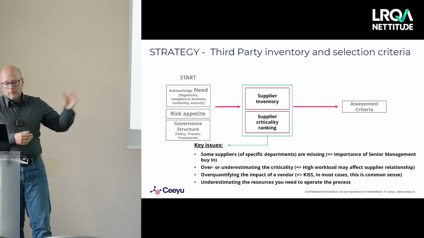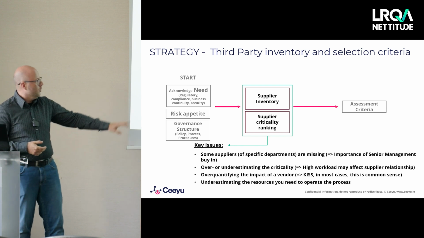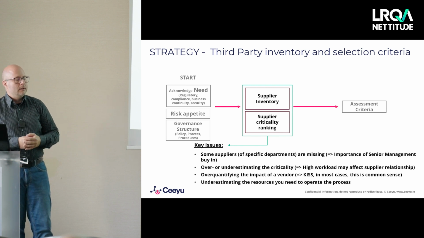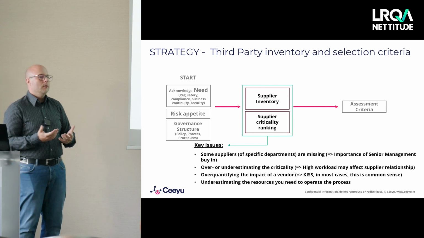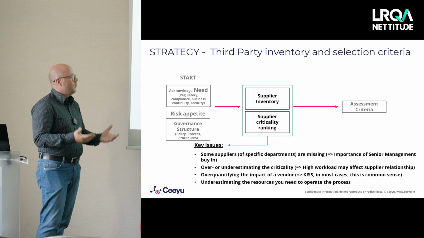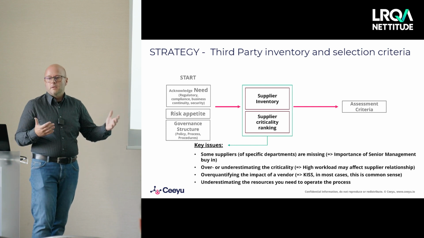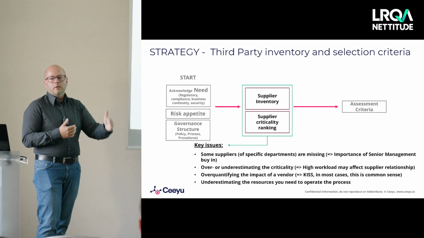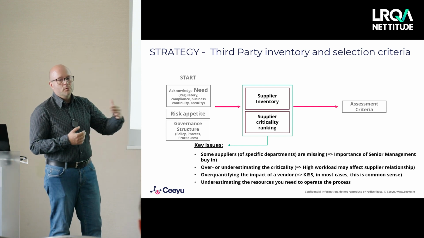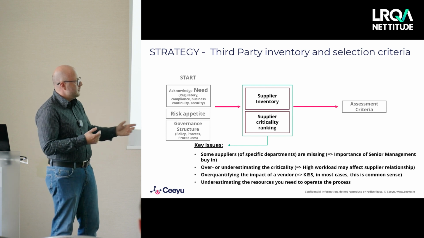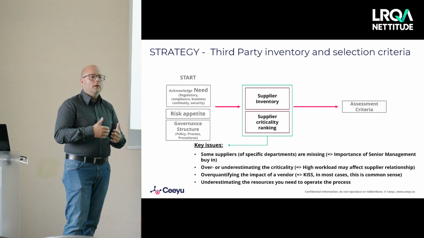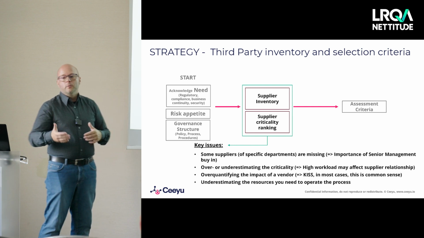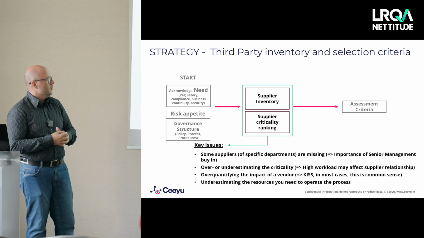So another key issue here is, and actually bullets 2 and 3 are a bit the same, overestimating or underestimating the criticality, over-quantifying the impact of a vendor. Again, if you over-quantify the impact of a vendor, if all vendors are critical, for example, you will not stop asking questions. You will go deeper and deeper and deeper. And that puts a huge strain on your organization, on the people inside your organization, but also at their supplier side. And you will start losing their goodwill of helping you out in that process.